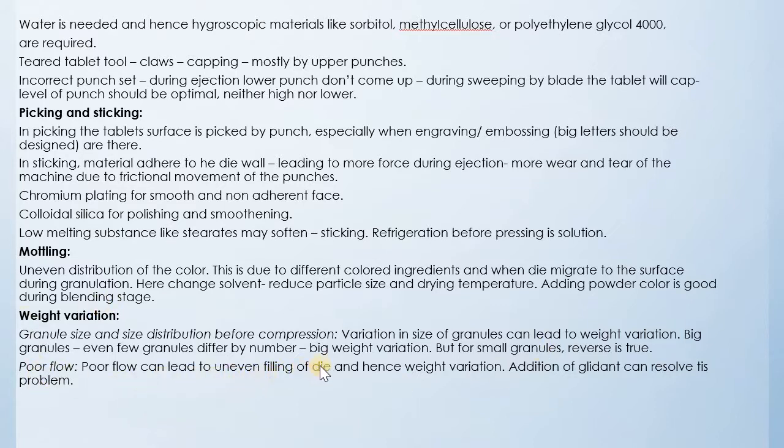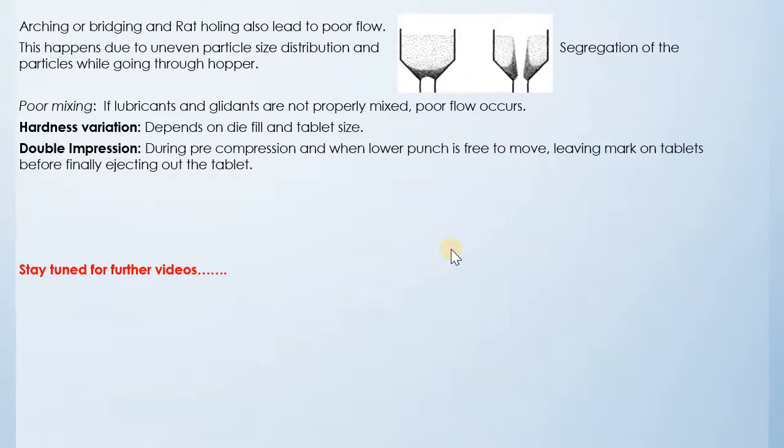The second reason for weight variation is poor flow. Poor flow can lead to uneven filling of the die and hence lead to weight variation. Addition of a glidant can resolve this problem. Poor flow can also be a result of arching or bridging and rat holing. This is arching and this is rat holing. This happens due to uneven particle size distribution and segregation of the particles while going through the hopper.